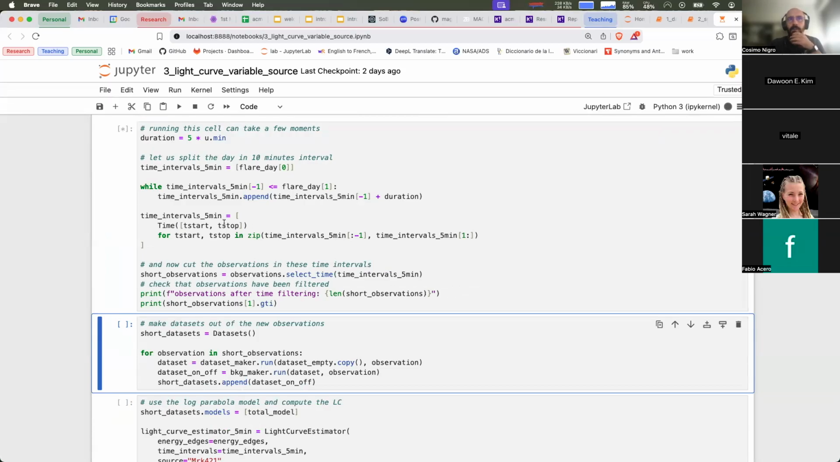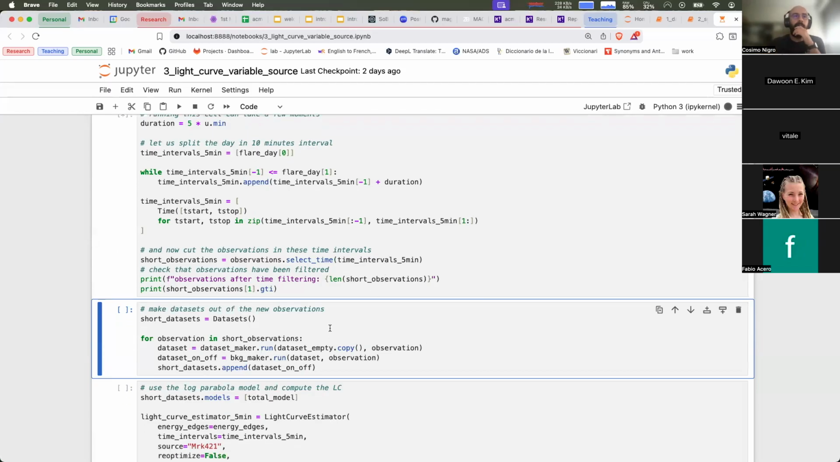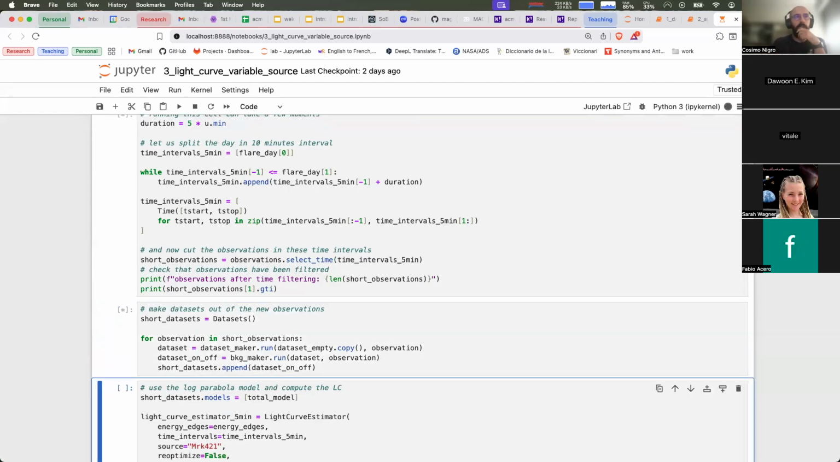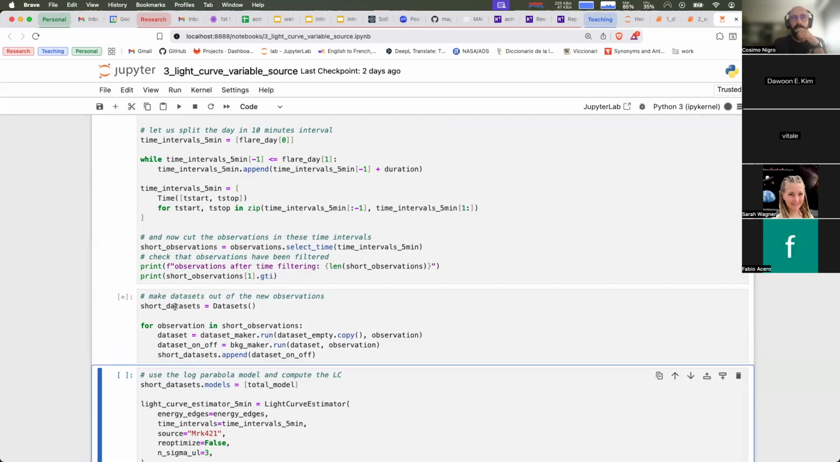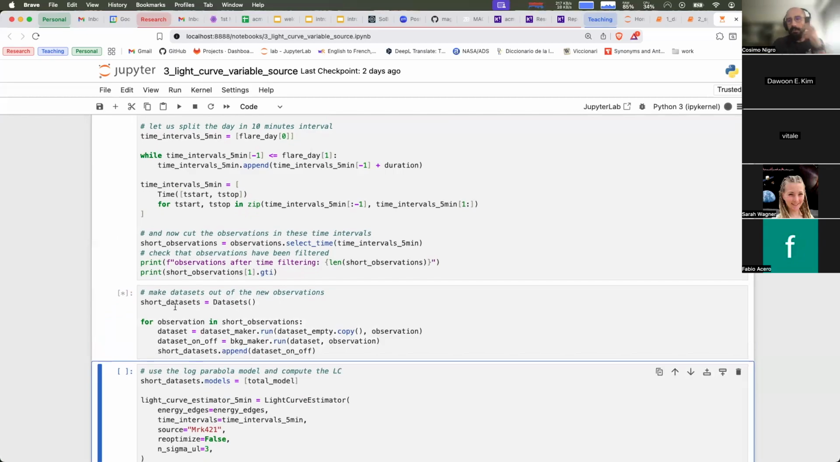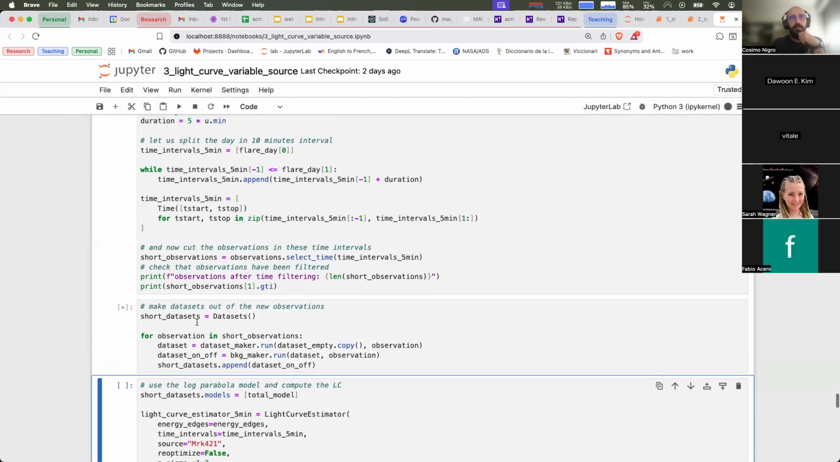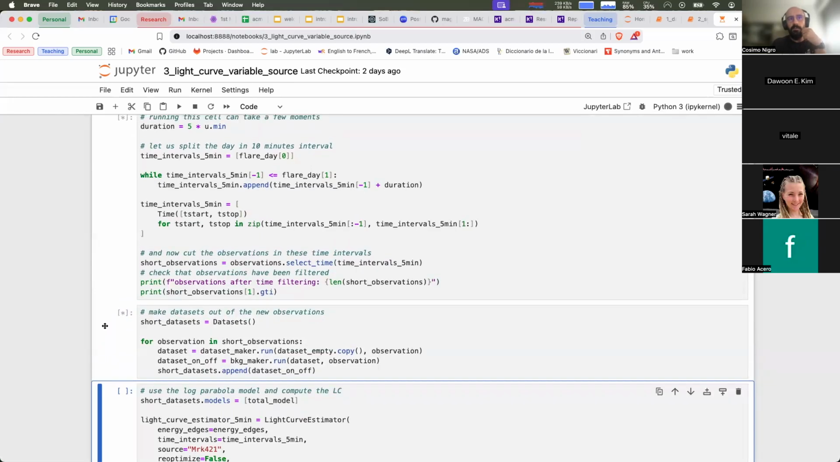So I have a list of time intervals, 5 minutes each. I take the whole observation and I cut it in these 5-minute intervals. And then of course, after I do that, I have to produce a dataset from this cut observation, no? And that's what I do in the following cell. I call them short datasets because they're shorter than the standard dataset from which I started. And then I perform again the background estimation as before. So the dataset maker, the background maker, and so on.